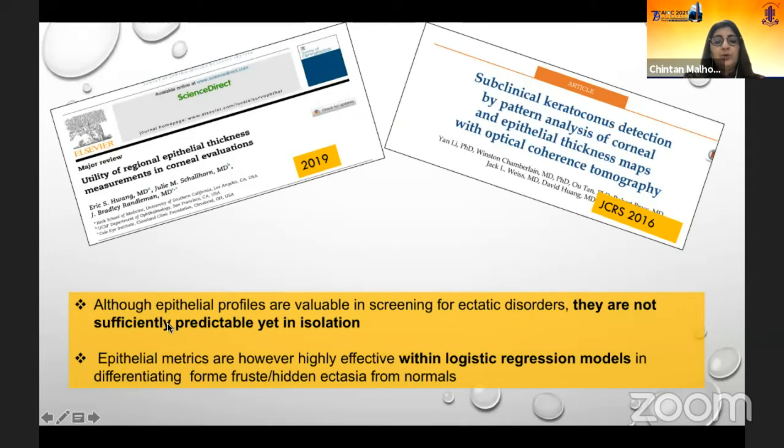But where this has a role is with logistic regression models. If you are using AI and machine learning, this is where it would help us. We feed the data of different populations into the system and match it up with data from other machines. That is where it would have a greater role.